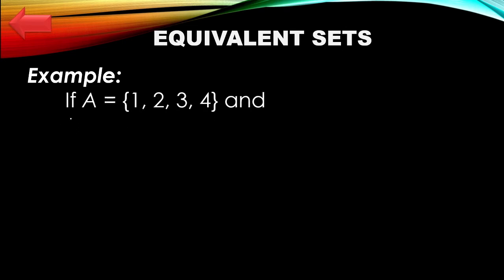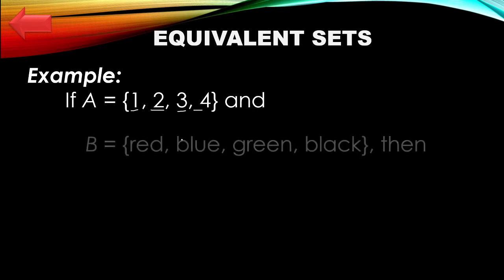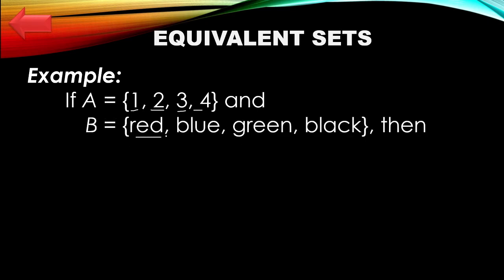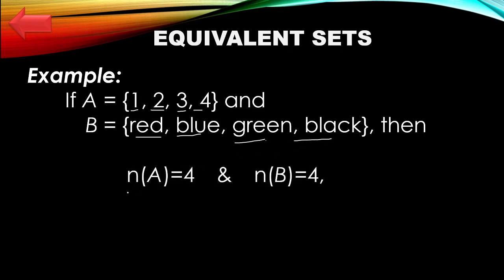For example, if set A has the element of 1, 2, 3, 4, and set B has the element red, blue, green, black, then the cardinality of A is equal to 4, the cardinality of B is 4. So, ilan ba ang element ni set A? So, meron tayo 1, 2, 3, 4. Ilan ang element ni set B? So, 1, 2, 3, 4. Okay? Magkaiba sila ng element pero pareho yung bilang ng kanilang element. So, they are equivalent sets.